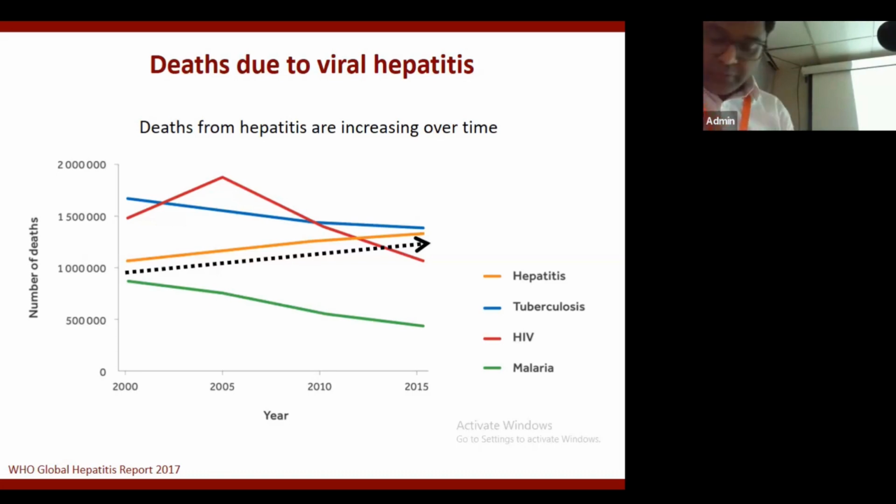And the second important point, which is here in this slide, you can see that death from hepatitis has already crossed death caused by malaria and death caused by HIV. And very soon we are going to cross death caused by tuberculosis. So these are the 2 primary reasons why we should know how common hepatitis is and what is the burden of disease.